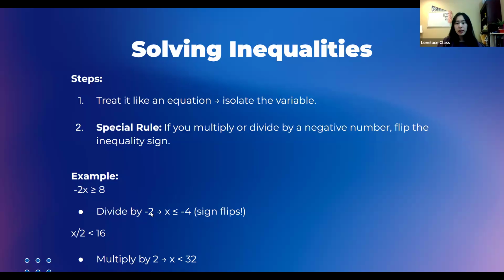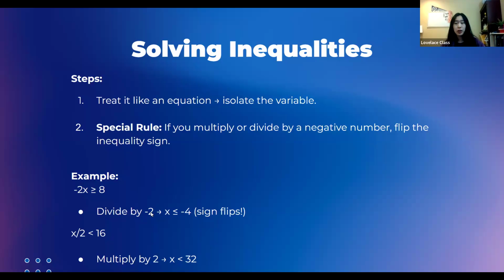And if you're wondering, does this actually work? Well, we can test it, right? If x is less than or equal to negative 4, we look at a number like negative 5. Negative 2 times negative 5 is 10, and 10 is greater than 8. So that means that works, right?